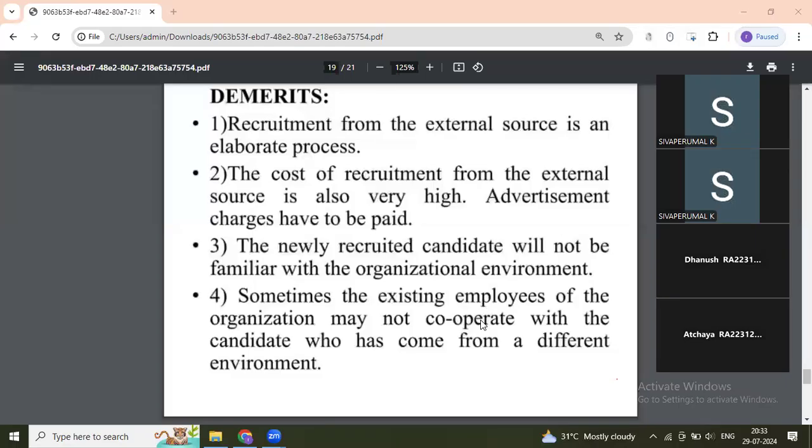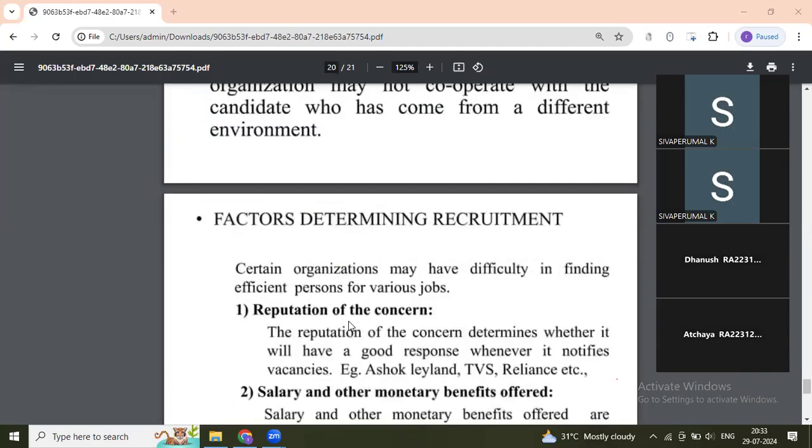And the fourth point is that sometimes the existing employees of the organization may not cooperate with a candidate who comes from a different environment. Of course, this is also one of the things. People who come from an outside environment will not be adapted to the company environment. So in this case, it is very difficult to understand the person, right? And we won't be able to get work from them. So this is one of the difficulties.